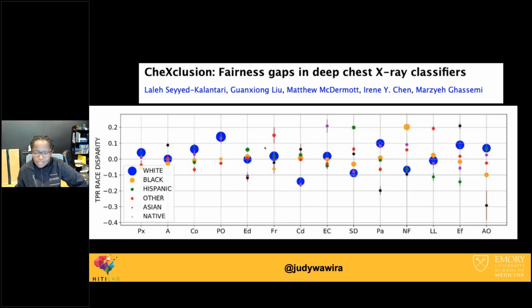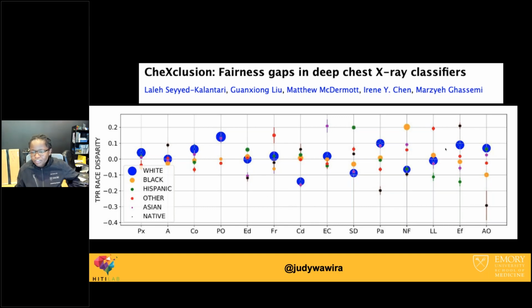And so you can see in this data set, quite a large number of white patients are represented, and most of them are either at zero or in the positive. And if you look at the minority populations, they're usually below the zero mark. And in this case, for example, for pneumonia, or when you have an effusion, the algorithms perform well for white patients, very poorly for the Hispanic patients. And if you have cardiomegaly, it's flipped. It's close to zero for the minorities, but very poor for the white patient.